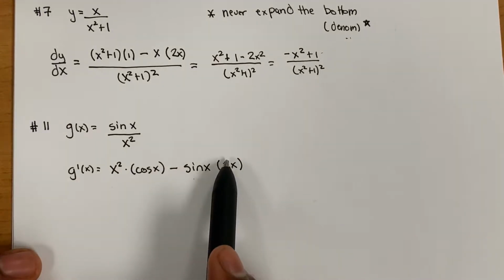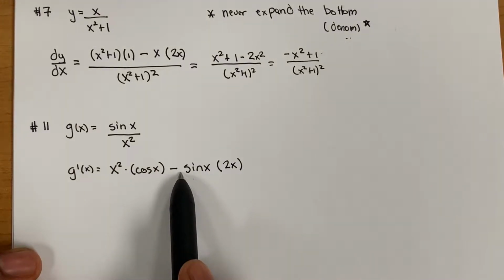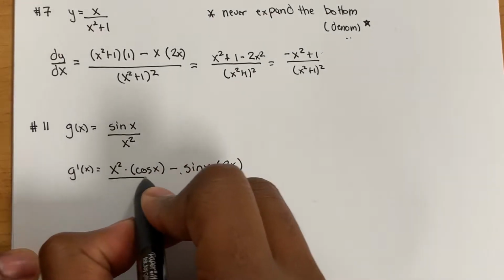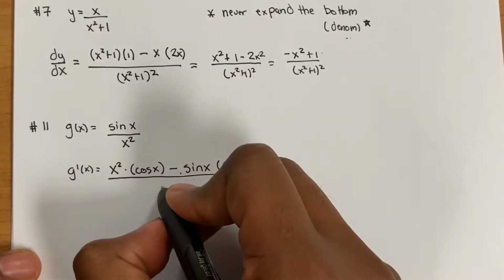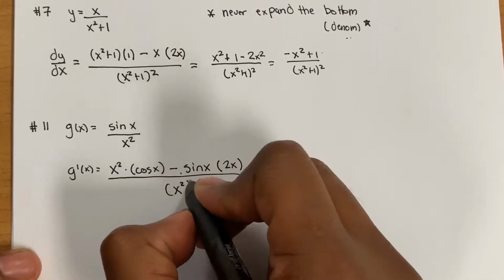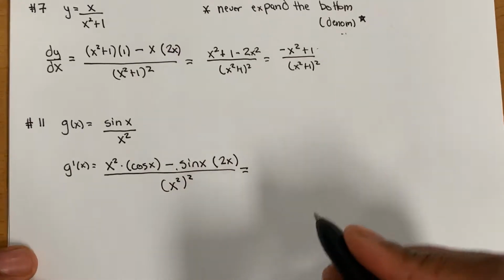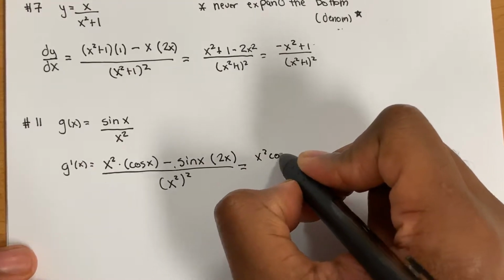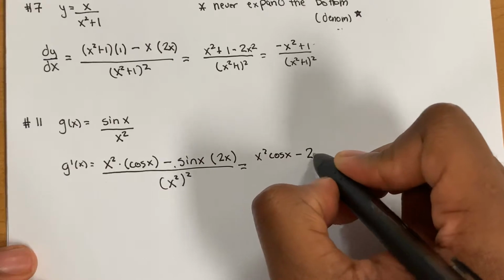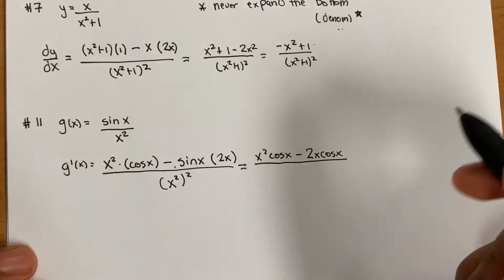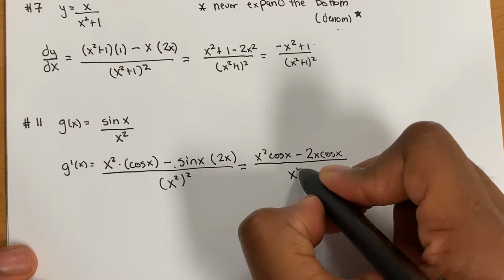So it's perfectly fine if you want to put the 2x in the front because you know that the 2x should go in front of the sine x. And then we divide by x squared squared. And so we will get as an answer x squared cosine x minus 2x sine x over x to the fourth.